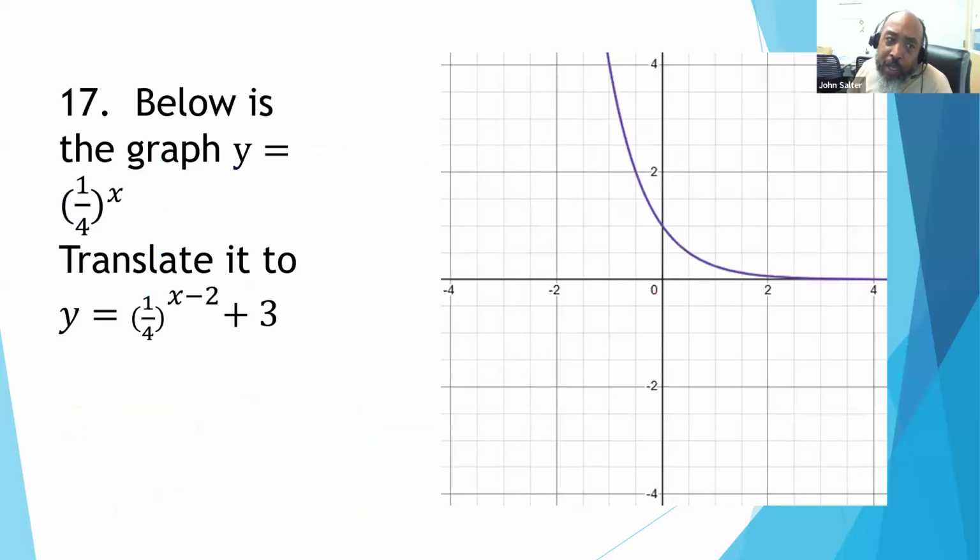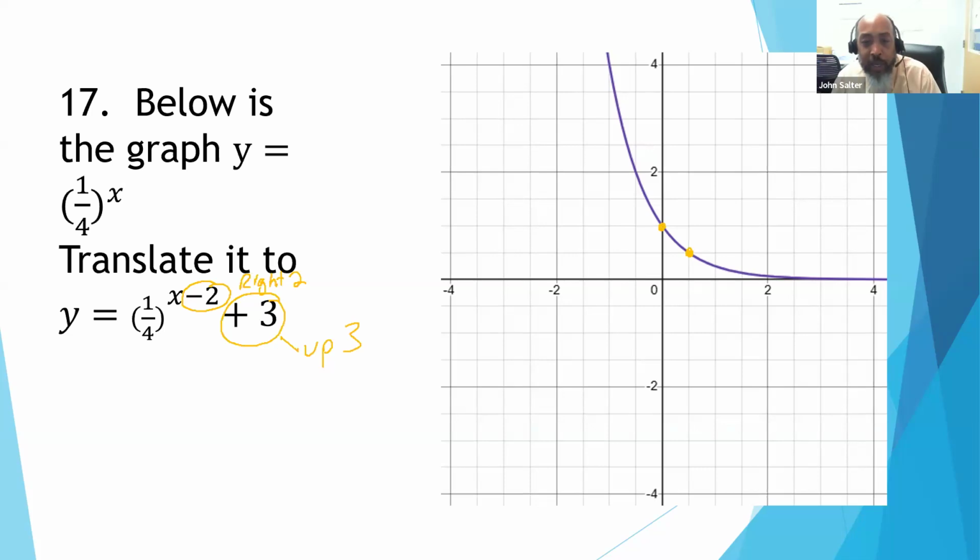Below is the graph y equals 1/4 raised to the x. Translate it to 1/4 raised to the x minus 2, plus 3. So this plus 3 on the back of it tells me I need to go up 3. This minus 2 attached to the x tells me I'm going to be going to the right 2 units. Remember, with x's, it's always in the reverse of what we normally think. So I'm going to pick a couple of points, and I'm going to move them to the right 2 and up 3. So where's a good point? I want to find something at a crosshair. So maybe this one and this one.